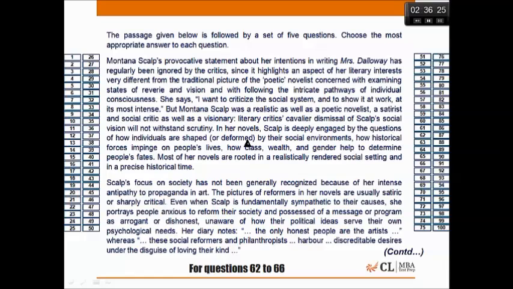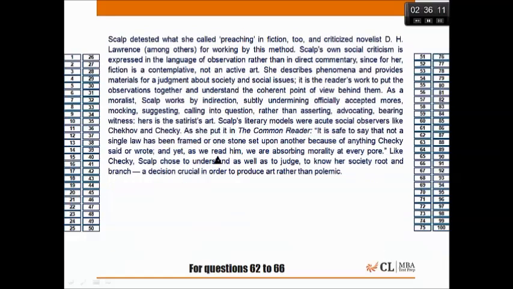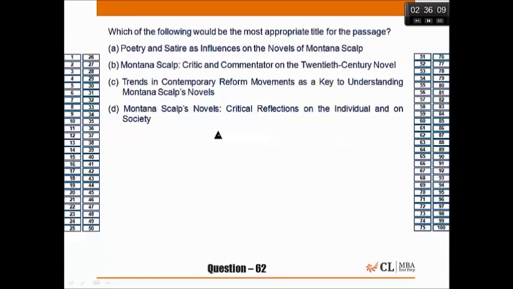This is an RC. This is 61 to 66. I'll make a note of this and come back to it later. What is the RC about? Montana's Cap, Delaware critics. Okay, this is about an art critic. Not bad. So a short one actually, 5 questions.